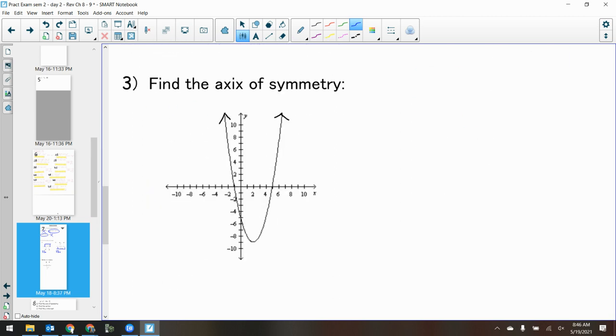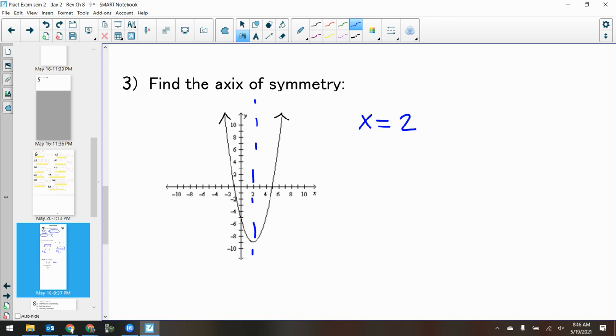If I want to identify where the axis of symmetry is, well, somebody remind me. Where do I look to find the axis of symmetry? Baker? The middle. The midline of the graph. So I'm going to draw in my dotted line here. The midline of the graph, where does it look like it falls? 2. Remember that any axis of symmetry should be an x equals a number. Okay, x equals 2 would be my axis of symmetry.